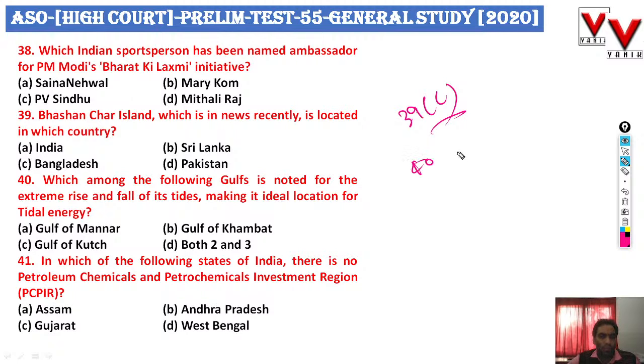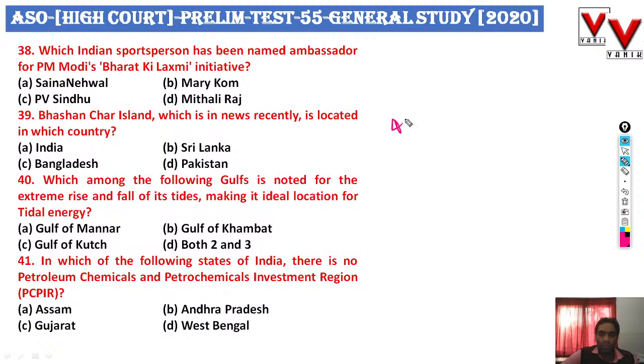Which among the following gulfs is noted for the extreme rise and fall in its tide, making it an ideal location for tidal energy? That is the Gulf of Khambat and the Gulf of Kutch, both. So the right answer is D. Both gulfs are known for extreme rise and fall of water, that is tides, and this makes them an ideal location for tidal energy.